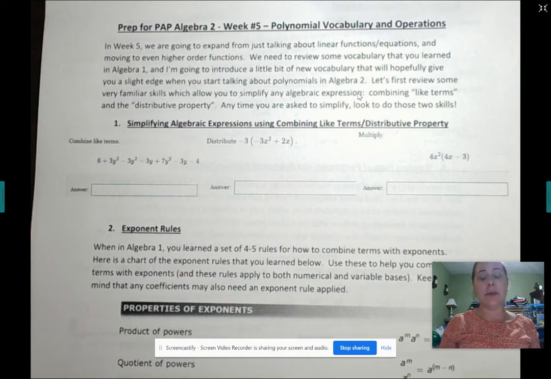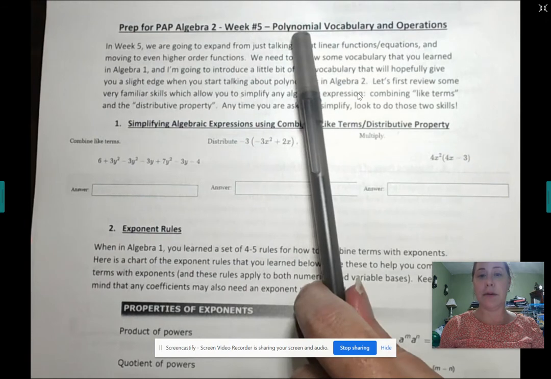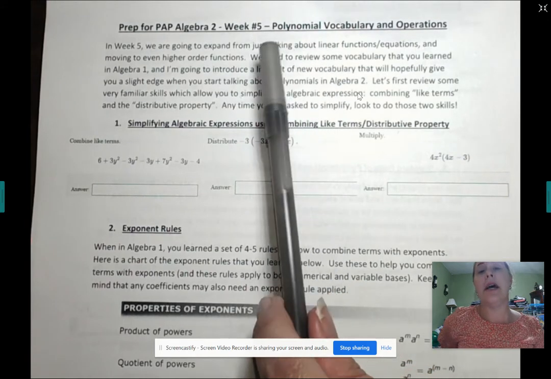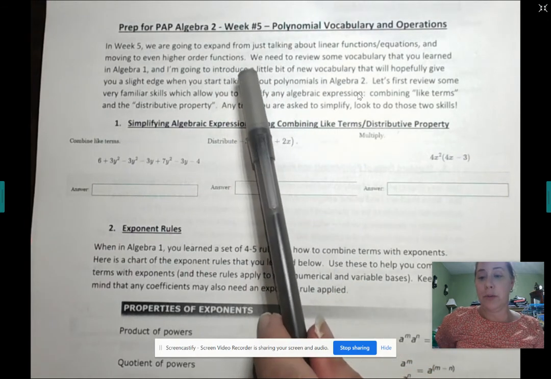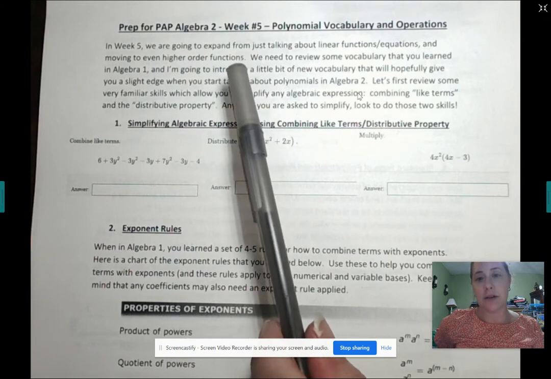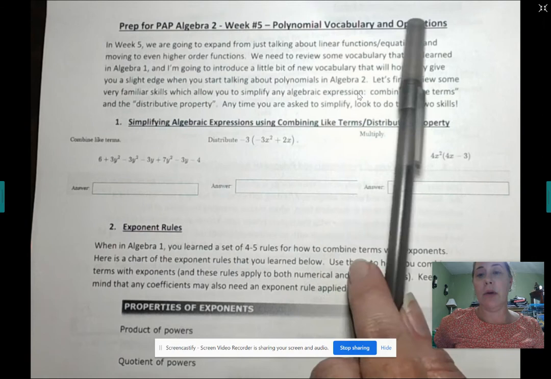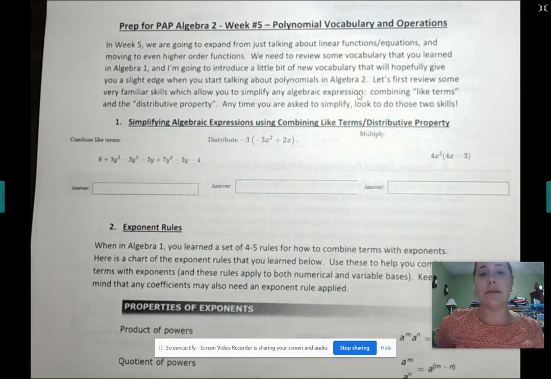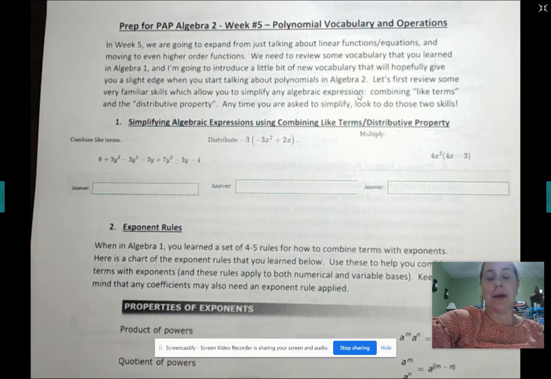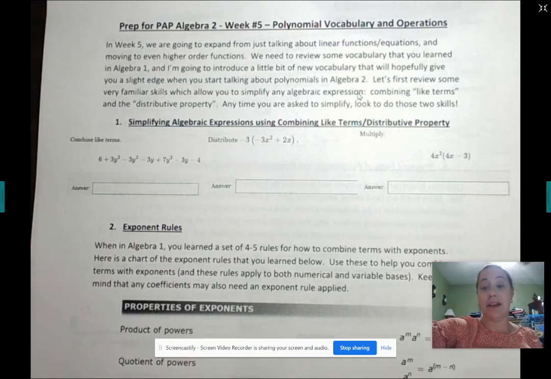What we're going to talk about this week are polynomials. And polynomials, you learned about in Algebra 1 a little bit. You talk about them a lot in Algebra 2. So we're going to go over some vocabulary or terminology, and we're also going to cover operations involving polynomials. Operations, I mean adding, subtracting, multiplying, maybe even some dividing, which you've never done until Algebra 2. So I'm not going to teach you dividing, but that is something that you will get to this year.